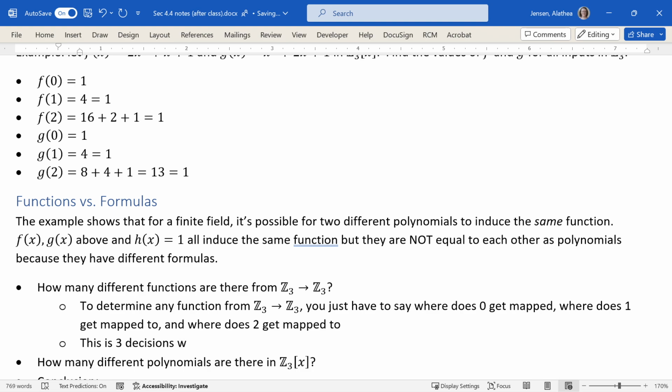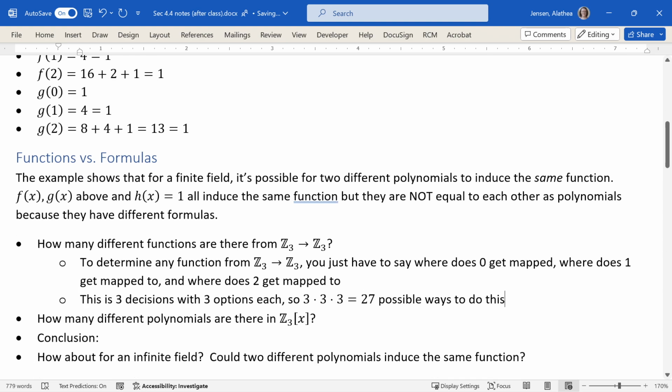So you can map each of those to either 0, 1, or 2. You can map all of them to 0, all of them to 1, all of them to 2, map 0 to 0, 1 to 1, 2 to 2, whatever. So 3 decisions with 3 options each. So 3 times 3 times 3 equals 27 possible ways to do that. So there's only 27 possible functions from Z3 to Z3.